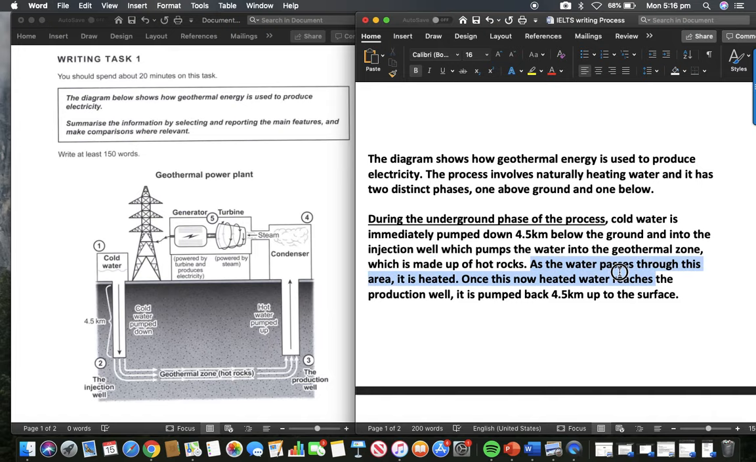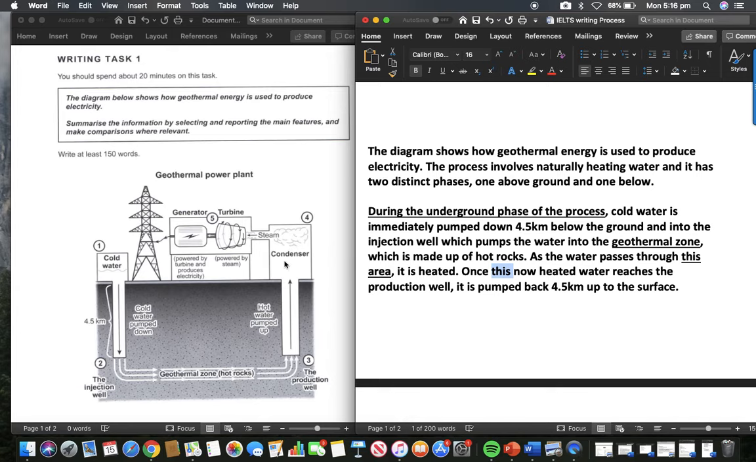Then, as the water passes through this area, so this is one of the things they really like to see in IELTS, this area, meaning the geothermal zone. So I've got this referencing language, which is almost as important as these connectors, if not as important. And here again, once this now heated water reaches the production well, it is pumped back 4.5 kilometers up to the surface. So again, this now heated water, so again, I've used my referencing language to connect the information.